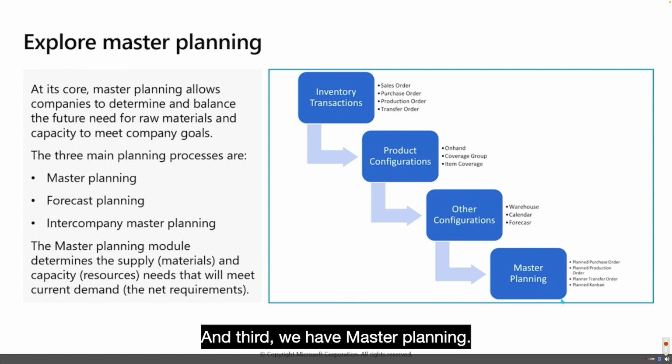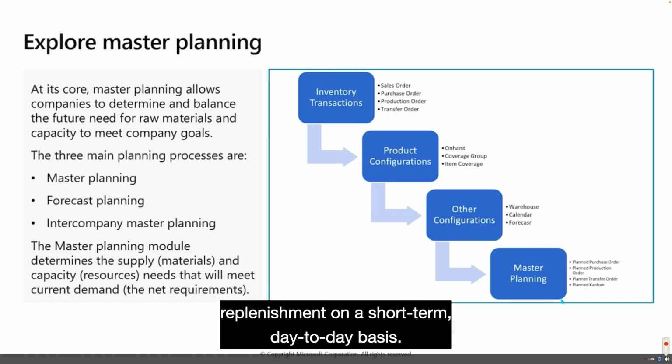And third, we have master planning. This is where the net requirements are calculated based on actual current orders and enables companies to control inventory replenishment on a short-term, day-to-day basis.